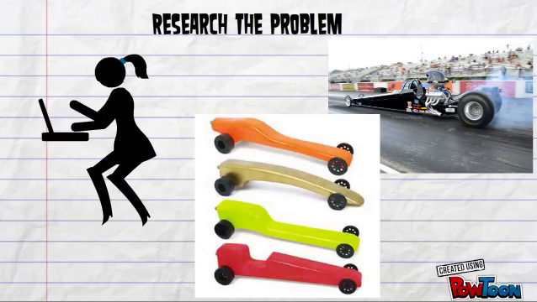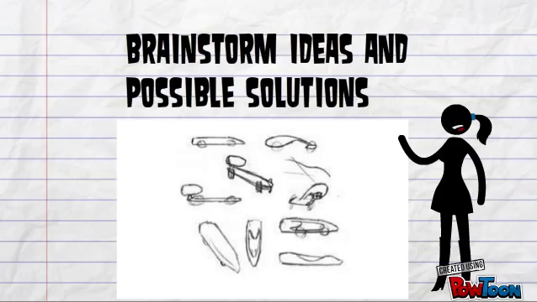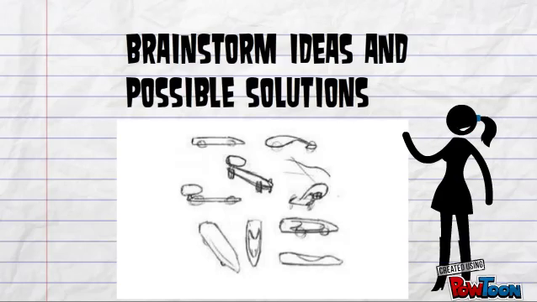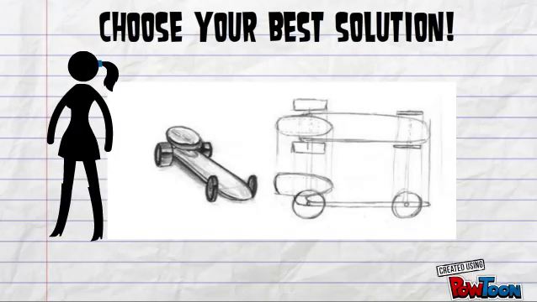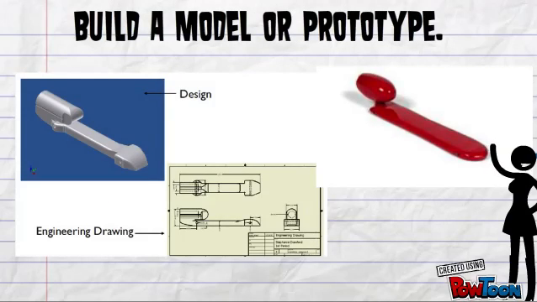Figure out how the cars work, what looks good, how real dragsters work, what aerodynamics is, how Newton's laws apply, any information that you can find to come up with the best design. Then, brainstorm possible solutions, create some thumbnail sketches, and choose your best solution. The best solution is then transformed into a model or a prototype.